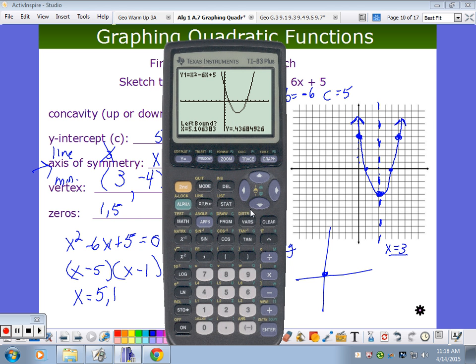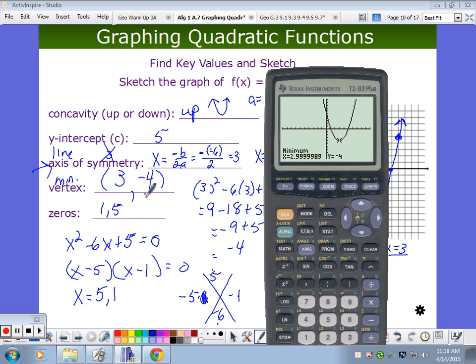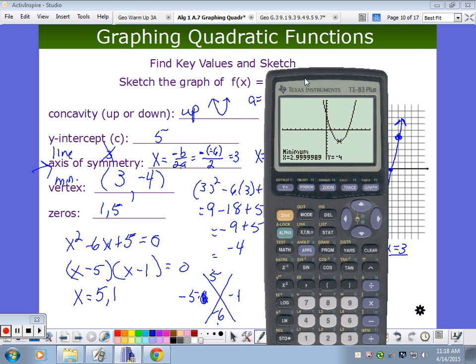And then it's kind of the same. Left bound of your minimum value. So I'm going a little bit to the left of this vertex. Then it says right bound. Go a little bit to the right. When it says guess, just press enter. Now, sometimes it's got a little algorithm. It's not perfect. What number is that? 3. Did I find the right vertex? Yeah. 3 and -4. So this is a really handy thing to check your work.